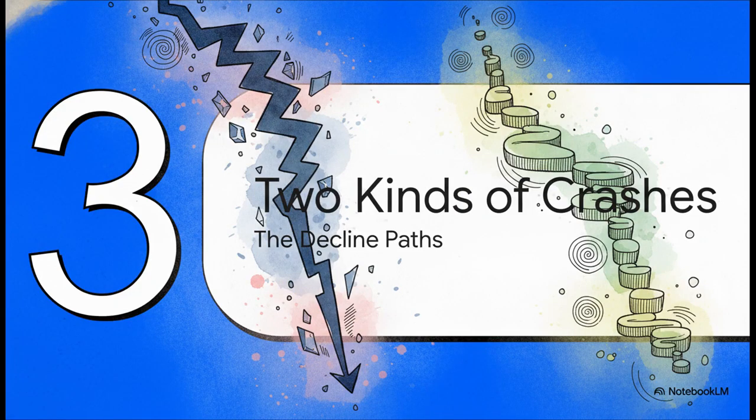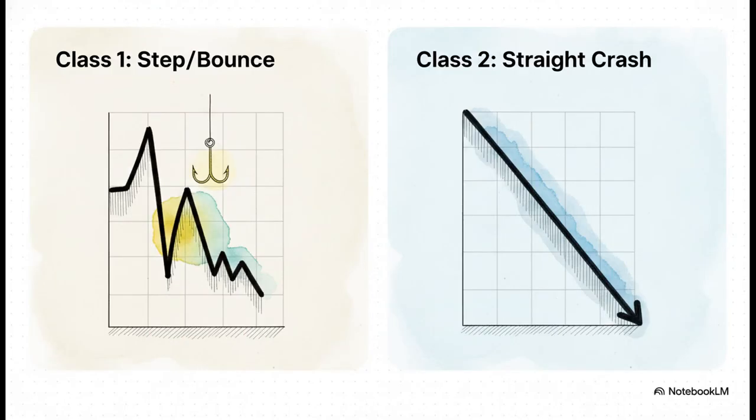And this is a really key finding from the source material. The crash isn't random either. It turns out, when these things pop, they tend to follow one of 2 very distinct paths on the way back down. So you've got class 1, the step bounce. This one has a sharp drop, then a deceptive little rally, a bounce, that tricks people into thinking the worst is over before the final leg down. And then you have class 2, the straight crash. This one is just relentless. A single, brutal, uninterrupted slide all the way from the top to the very bottom.